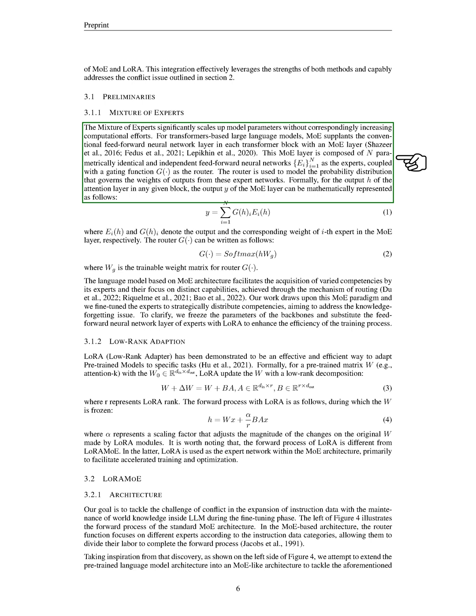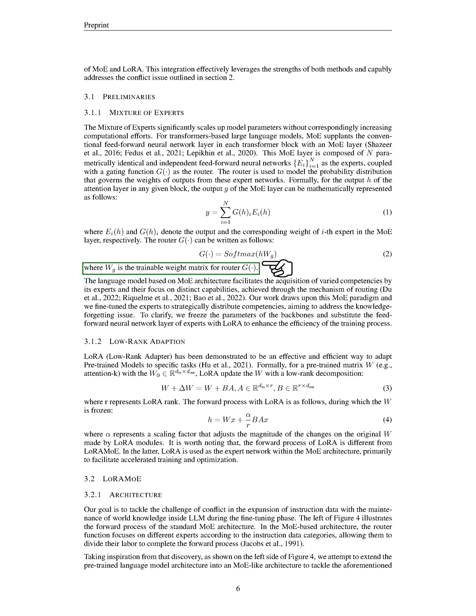The router models the probability distribution that determines the weights of outputs from these expert networks. In the MoE layer, the output is calculated based on the output of the attention layer in any given block. Each expert in the MoE layer has an output and a corresponding weight. The router can be represented by a trainable weight matrix. The MoE-based language model allows its experts to acquire varied competencies and focus on distinct capabilities through the routing mechanism.